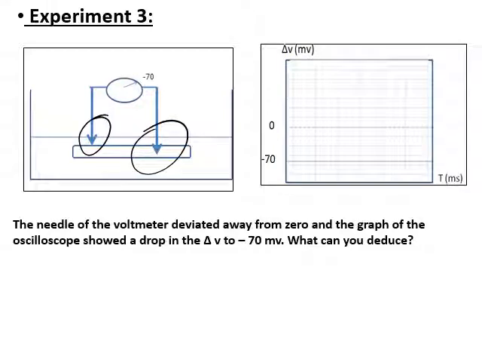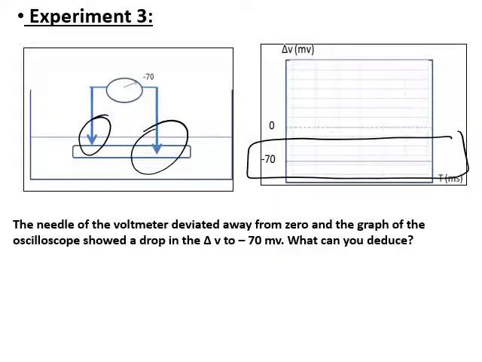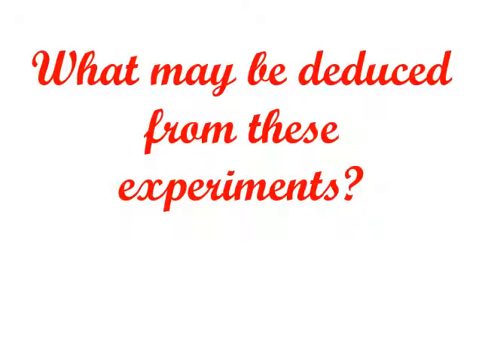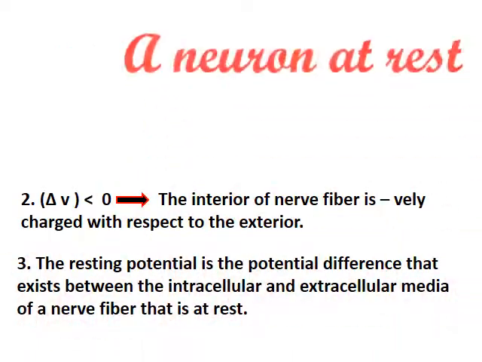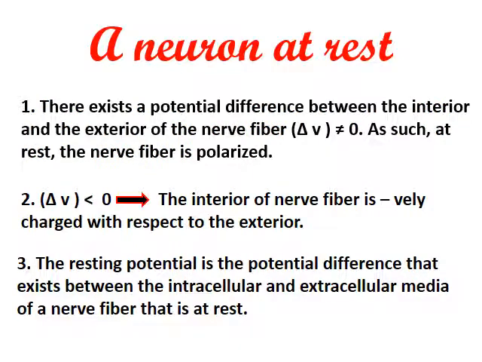axon. So the needle of the voltmeter deviated away from 0 and the graph indicates minus 70 millivolts. So delta V, what can you deduce? What may be deduced from these experiments is as follows. In a neuron at rest, there exists a potential difference between the interior and the exterior of the nerve fiber. Between the interior and exterior, not between the exterior only and not between the interior only. Between the interior and the exterior of the nerve fiber.